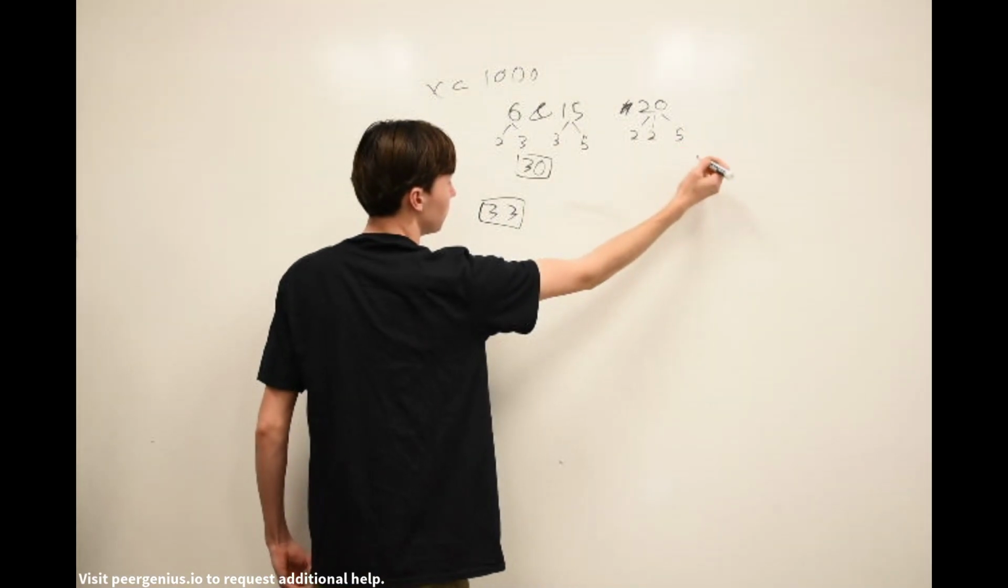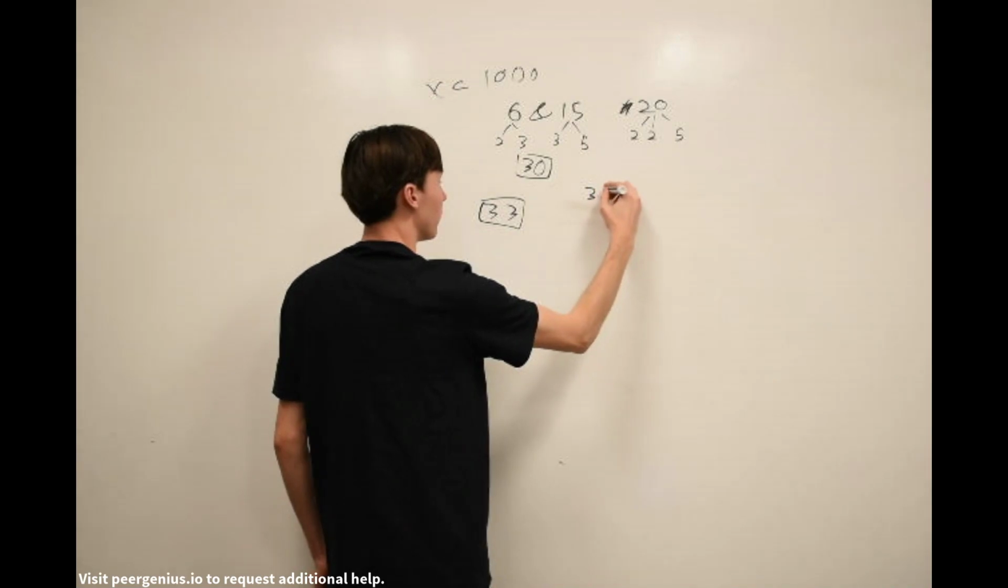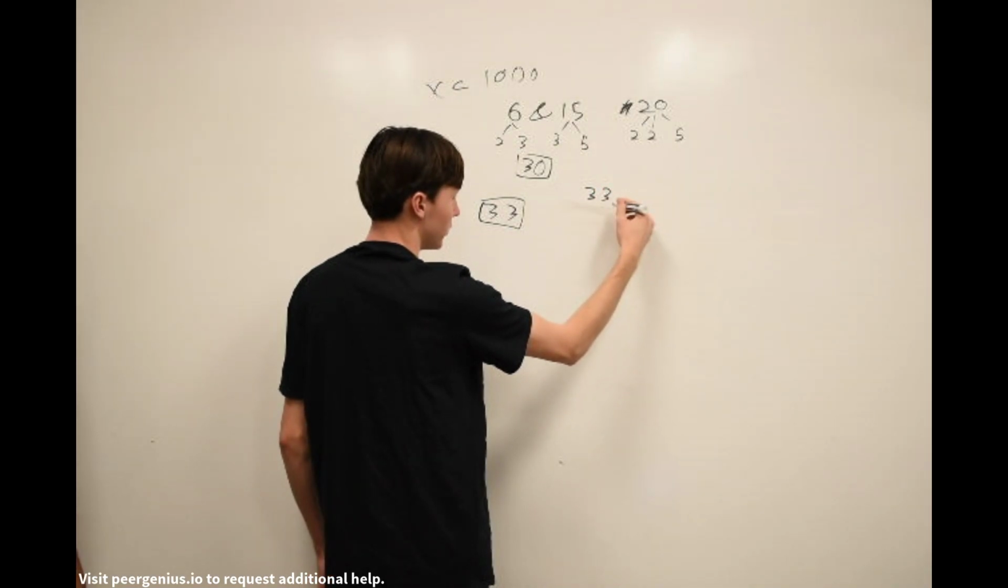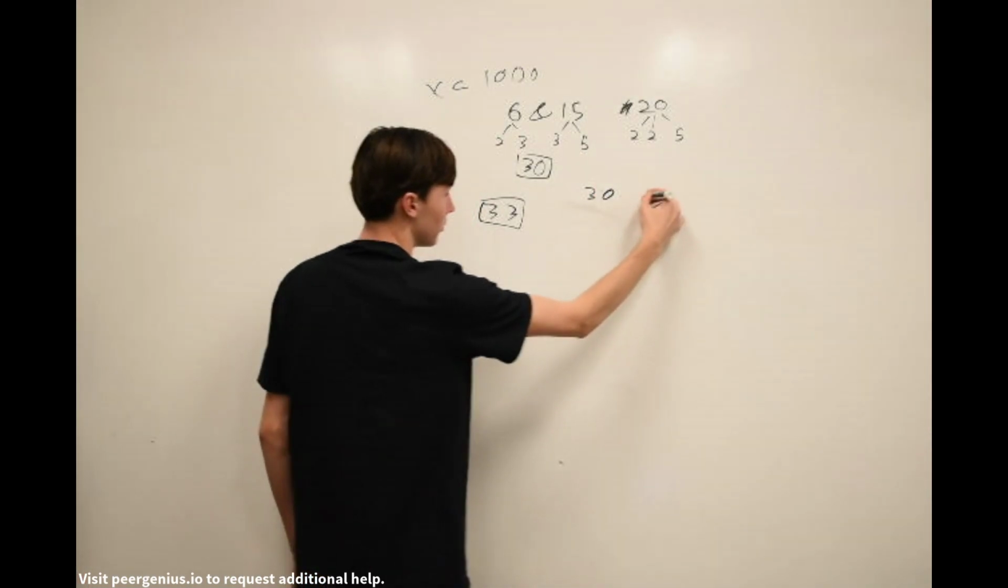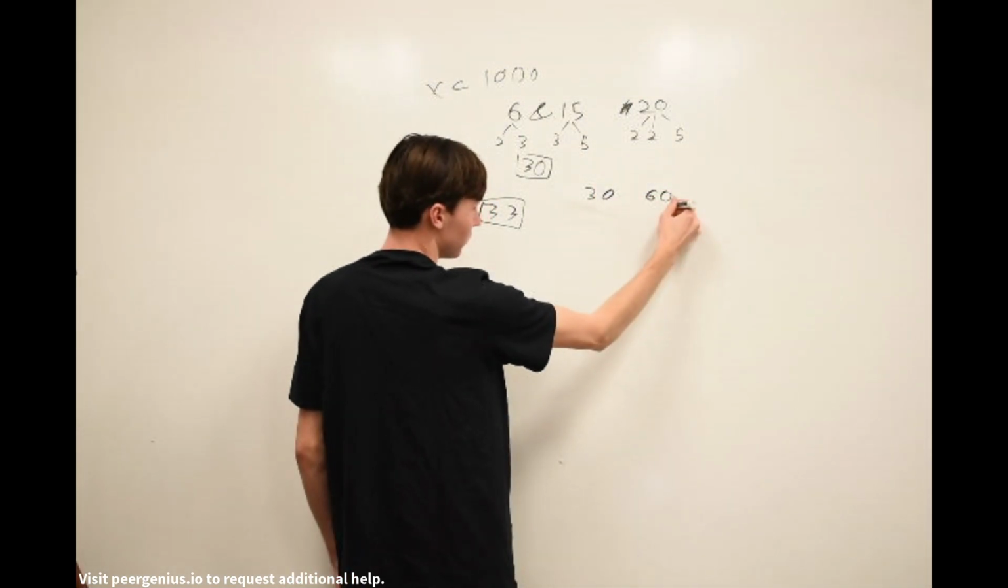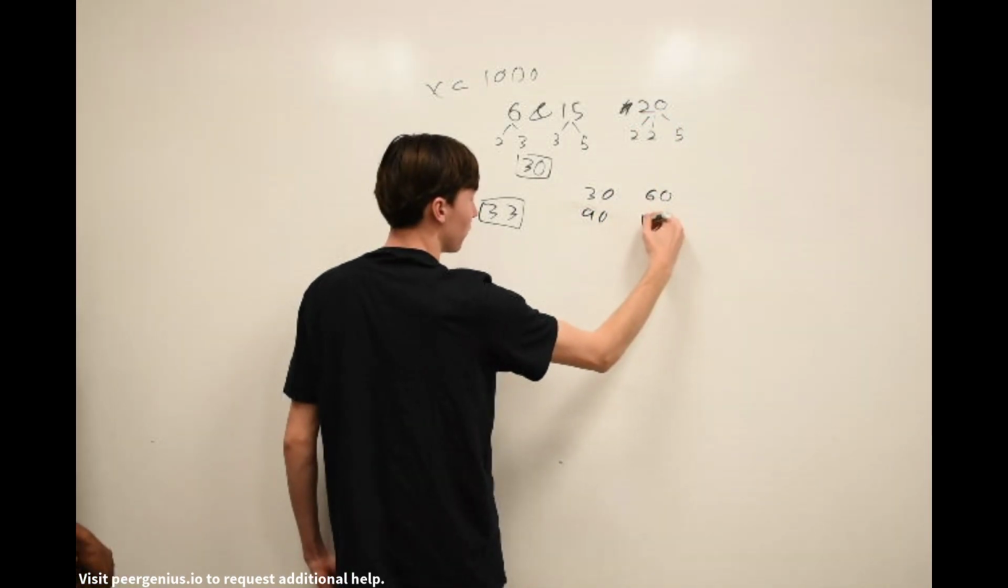Now you've got 33 multiples here, and you're trying to figure out how many are divisible by 20. Your first multiple is 30, which is not divisible by 20. But your next multiple is 60, which is divisible by 20. Your third multiple is 90, which isn't, but your fourth multiple is 120.